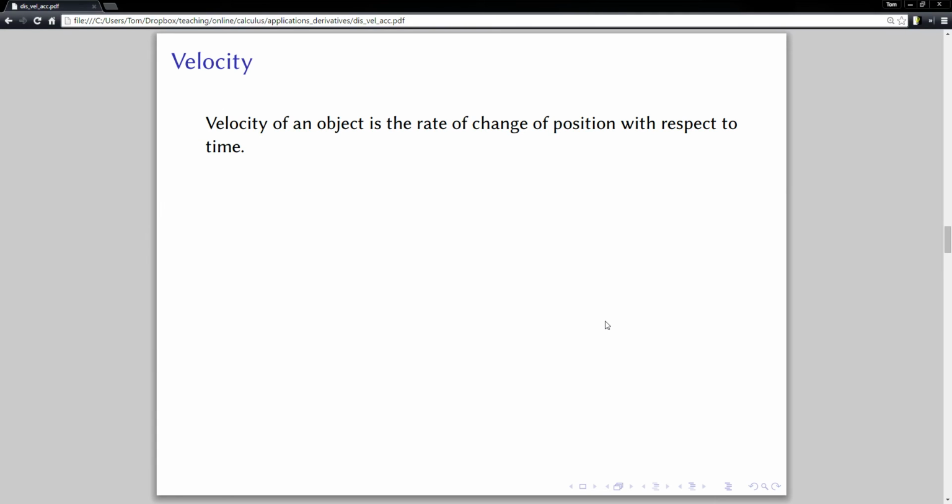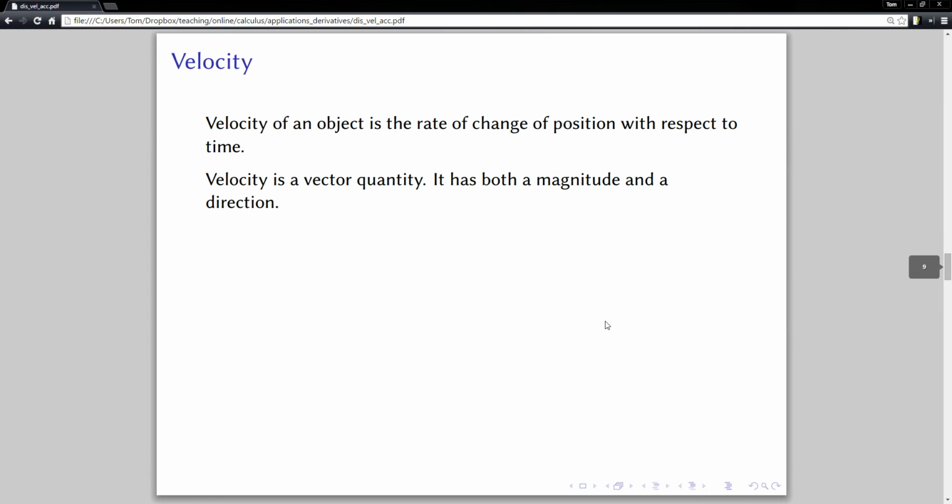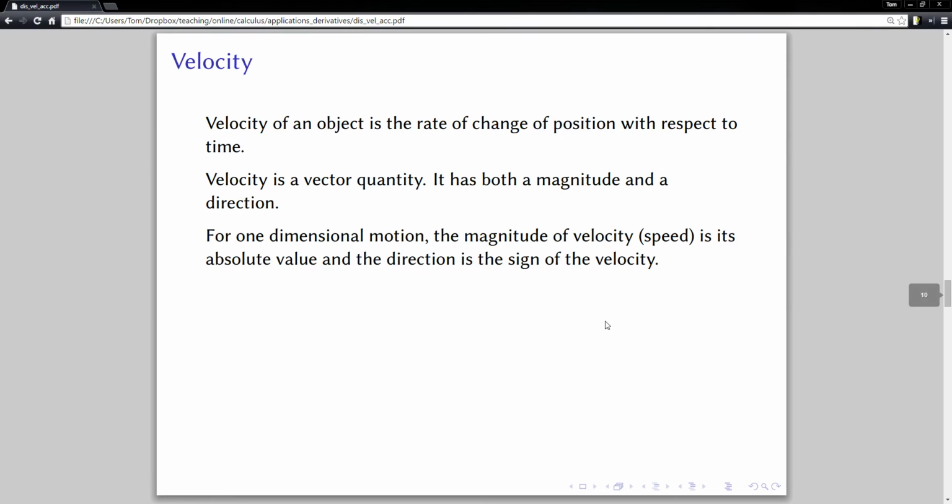The next thing that we would be concerned about is the velocity. The velocity of an object is the rate of change of the position with respect to time. Velocity is a vector quantity, and it has both a magnitude and a direction also, just like position. For one-dimensional motion, the magnitude of the velocity is just going to be the absolute value of it, and in everyday language, we usually just call that speed. The direction is the sign of the velocity, and that tells us which way the particle is moving on the number line.